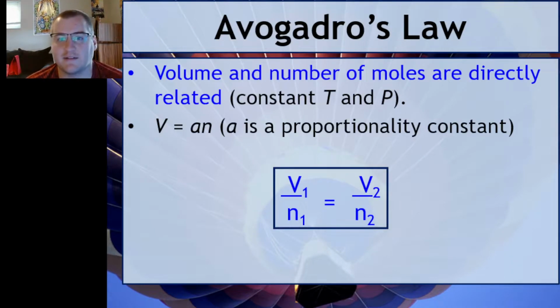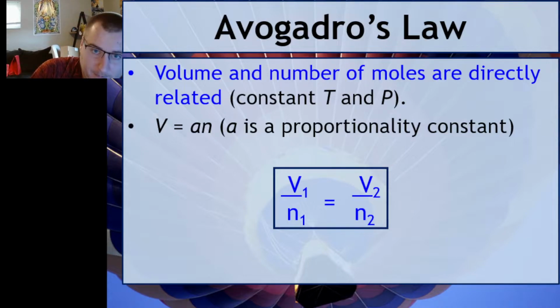Avogadro's law. The last of these 4 laws. This is our last proportionality. This is volume and moles. The volume of a gas is proportional to the amount of moles. I know moles are confusing, but just think about moles as how much gas you have. So the more moles you have of a gas, the bigger the volume it occupies. It makes sense. The less moles of gas you have, the volume it occupies goes down. So it makes sense that they're proportional.